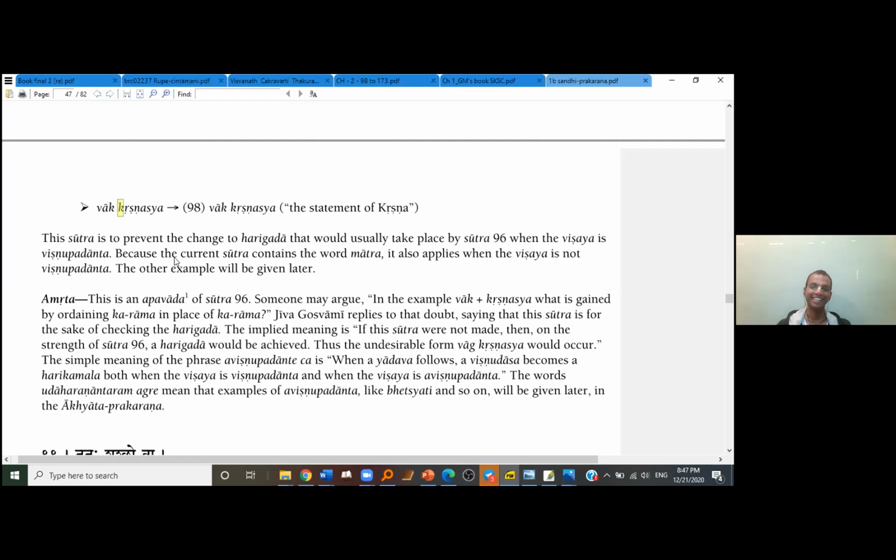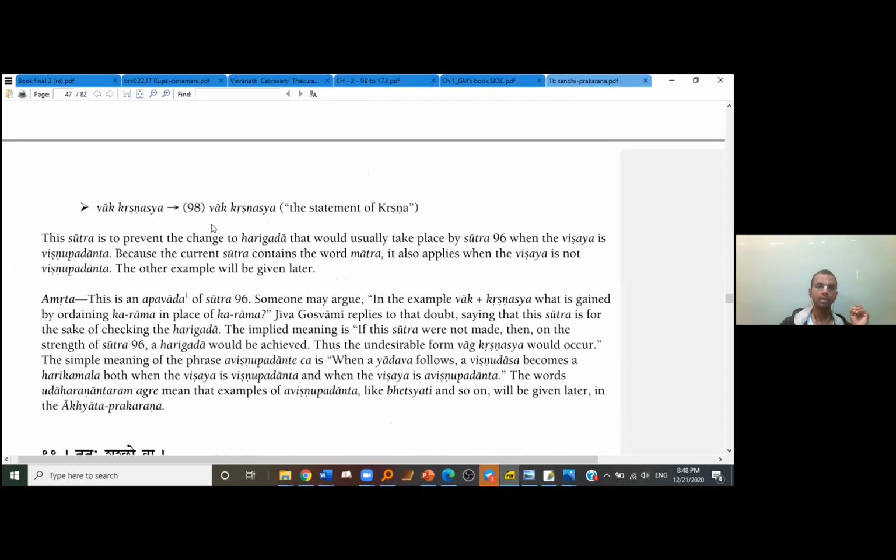Quite a tricky one. So it's the hari-kamalas, hari-khadga, and Shauri, right? Yes, just Shauri. So when a Yadava follows, in that case, this letter will remain or will change into the hari-kamala of its own varga. Okay, for example, we have Vak Krishnasya.